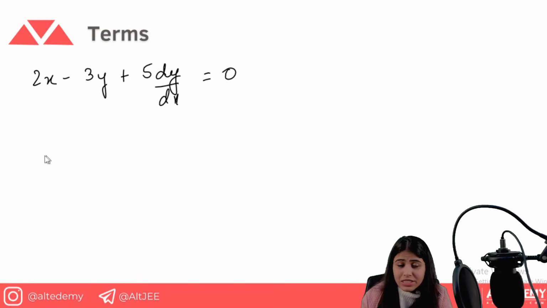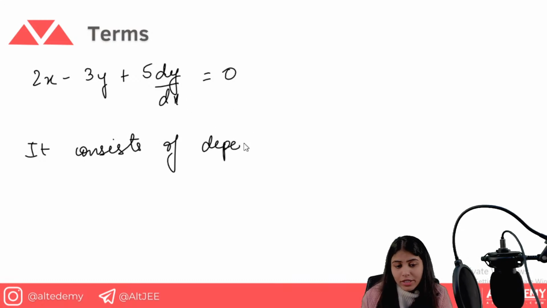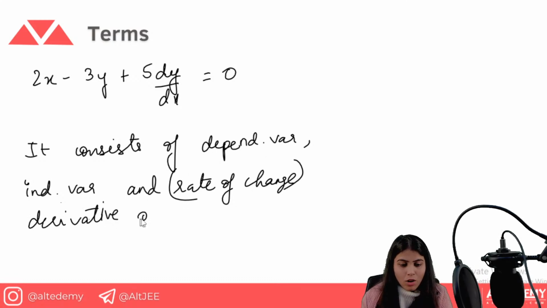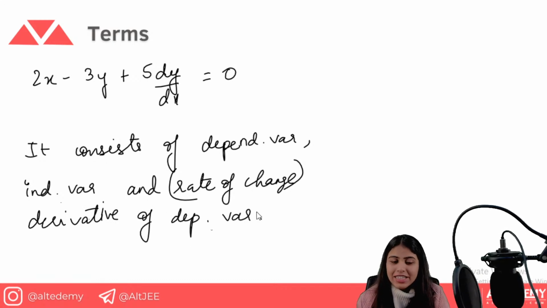Why is it known as a differential equation? Because it consists of a dependent variable, I told you the dependent variable, that is y, an independent variable, and the rate of change, that means the derivative, you can say, of the dependent variable. So this is how you can represent the differential equation.